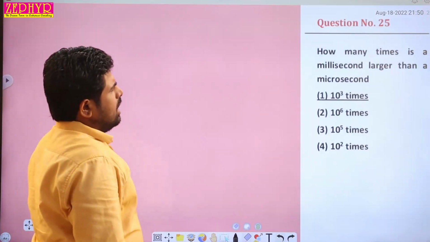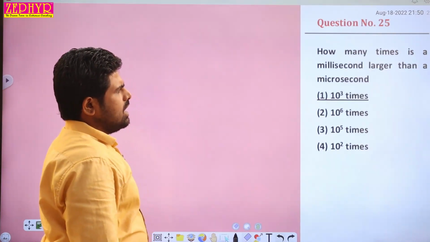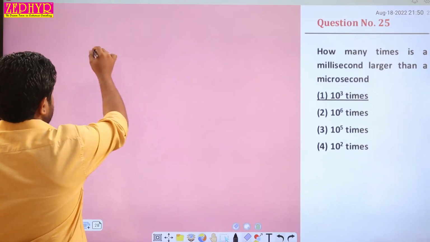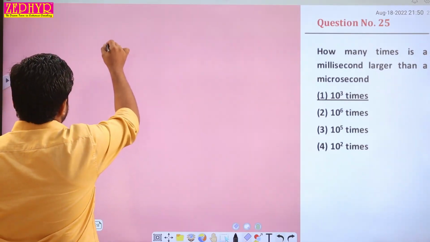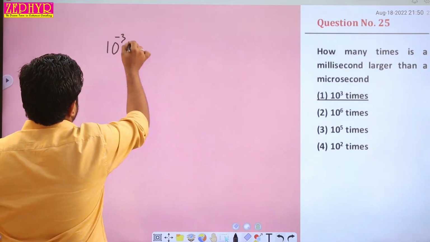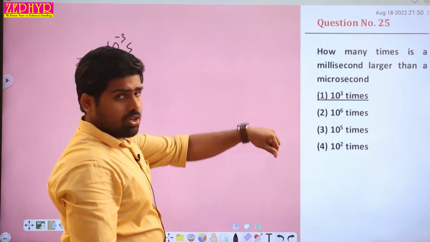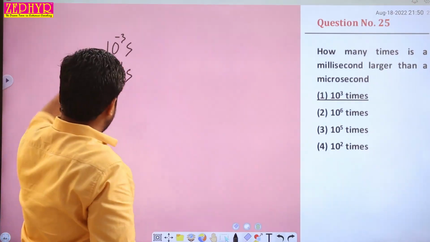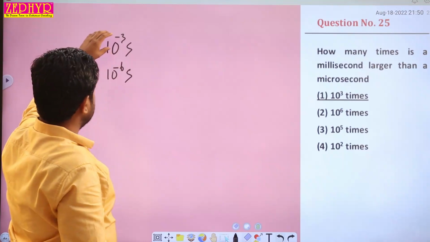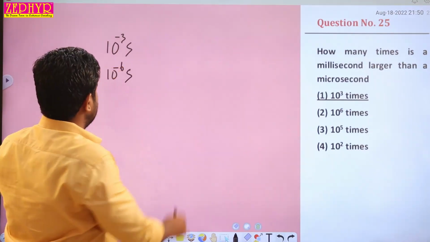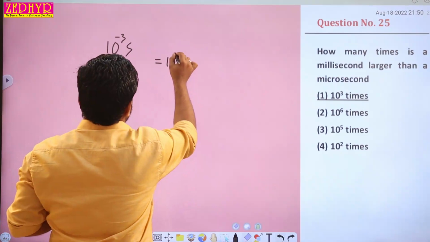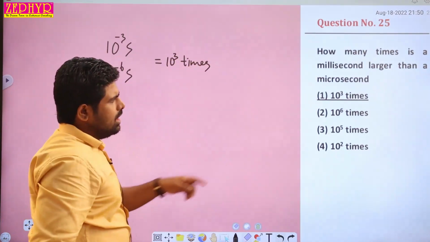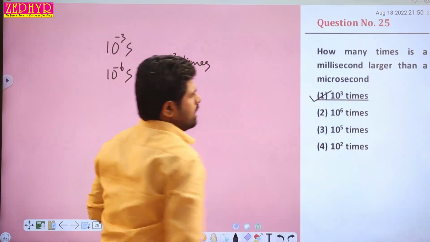Then question number 25. How many times is the millisecond larger than a microsecond? Here we know the millisecond value. Millisecond is equal to 10 raised to minus 3 second, and microsecond is equal to 10 raised to minus 6 second. The millisecond value is greater than the microsecond value. The difference is 10 raised to 3 times. So the right option is option number 1, 10 raised to 3 times.